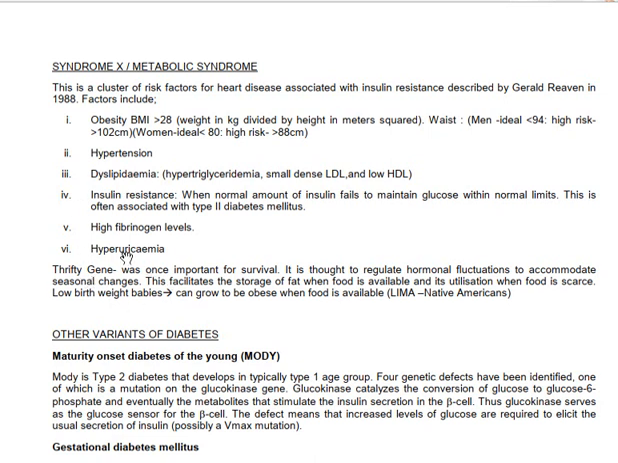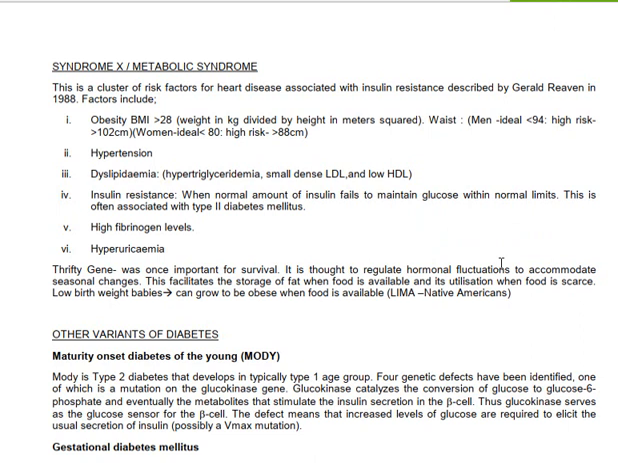Now, the thrifty gene. The thrifty gene was once important for survival. It is thought to regulate the hormonal fluctuation to accommodate the seasonal changes. Is it clear? This facilitates storage of fat when food is available and its utilization when food is scarce.